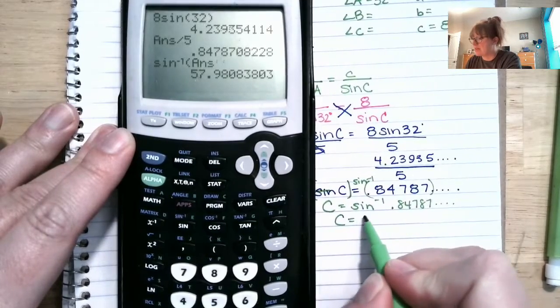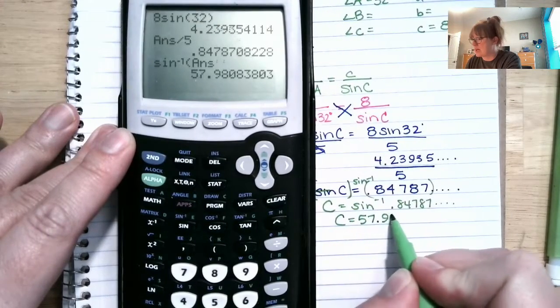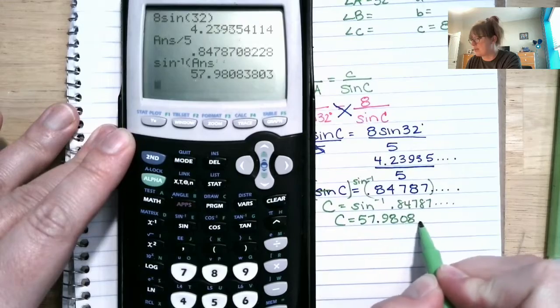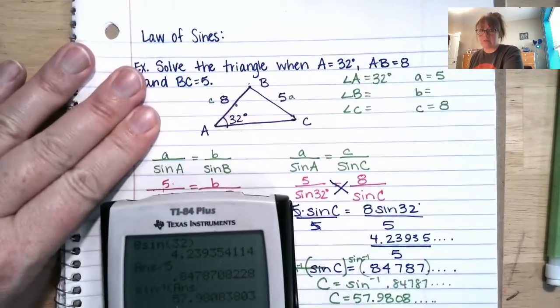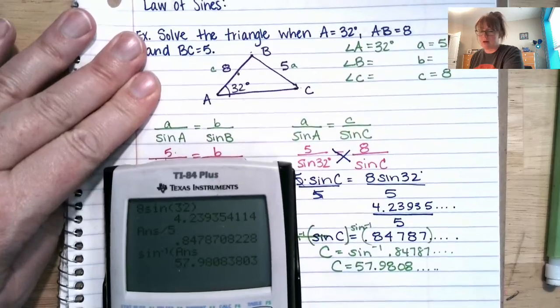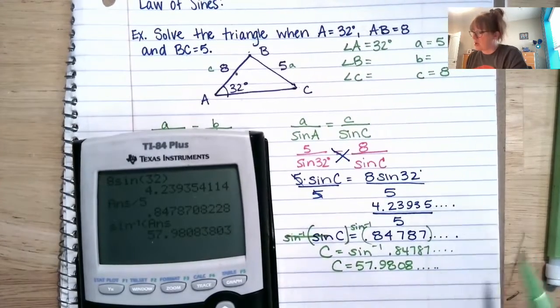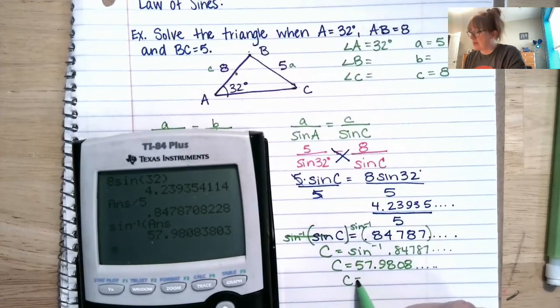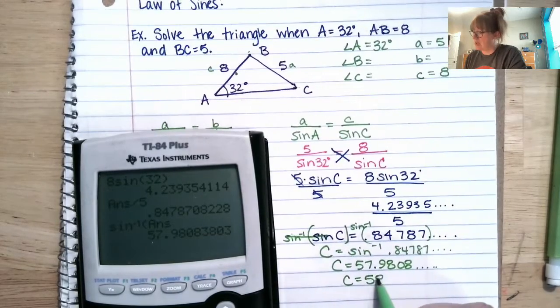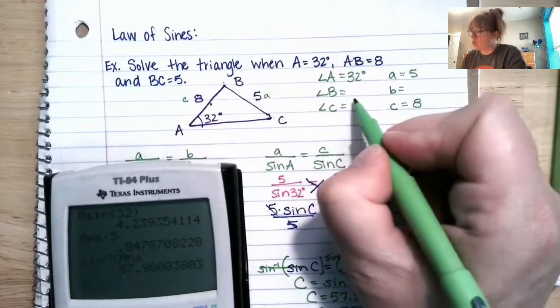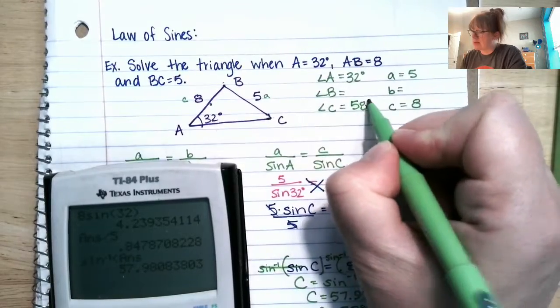So we have C is equal to 57.9808, and so on. This one doesn't specify how to round, but it absolutely will on Canvas for you. So let's round this to the nearest degree, because that's pretty darn close to 58 degrees. So that's one of the 3 pieces that we needed.